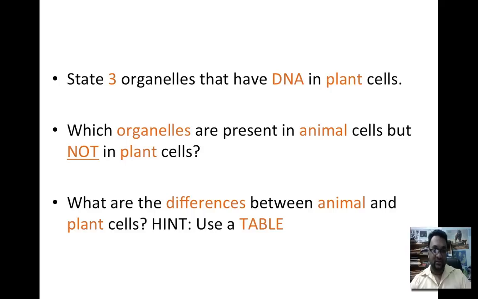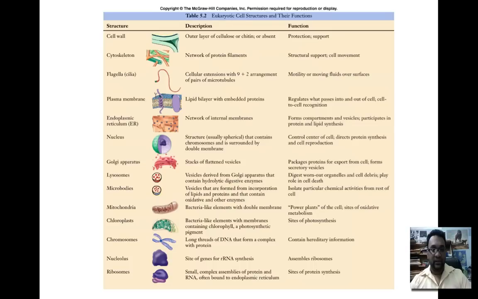So you see, well, I already answered this question. State three organelles that have DNA in plant cells. Alright, now if you were listening all this time, you should be able to say which organelles are present in animal cells but not in plant cells. And what are the differences between animal and plant cells? Now, anytime you see a question like this where you have to state differences, I would strongly recommend that you use a table, right? Tabulate the differences. It's going to make life so much easier for you. Alright, so this is just a summary table of all the different organelles and their functions. So you could go back, this could be a nice revision slide here.